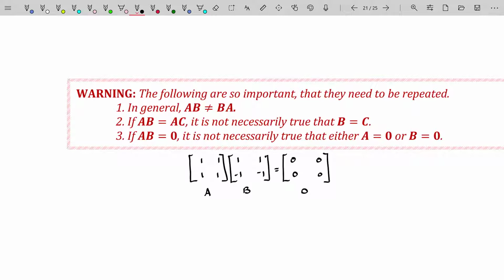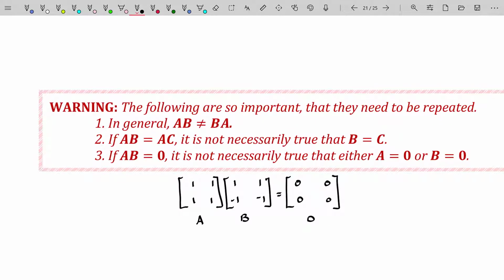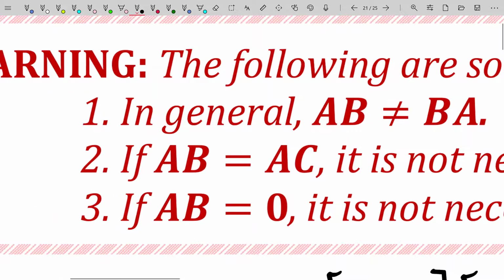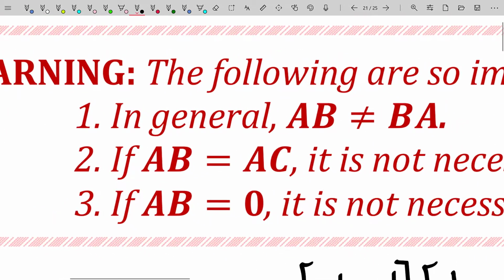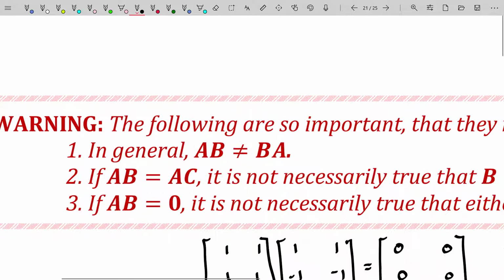Anyhow, I hope that at least this material seems somewhat okay to you. One thing I do want to drive home is this warning. Just make sure you're okay with it. AB is not the same thing as BA, and these other two properties as well. If AB is equal to AC, B is not necessarily equal to C, and if a product of matrices is 0, it doesn't mean that either one of them has to be 0.